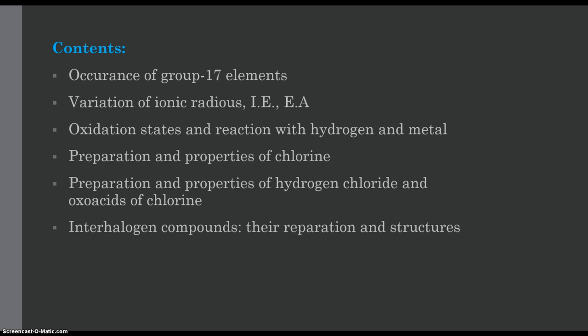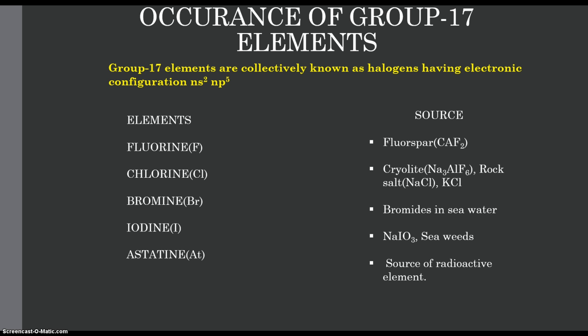So let's get started. Before coming to the main topic of chemistry of group 17 elements, I would like to give a short introduction about the nature of the group 17 elements. First of all, group 17 elements are the most electronegative elements in the periodic table. They have the general electronic configuration ns2 np5. So there are 7 electrons in the outermost shell.